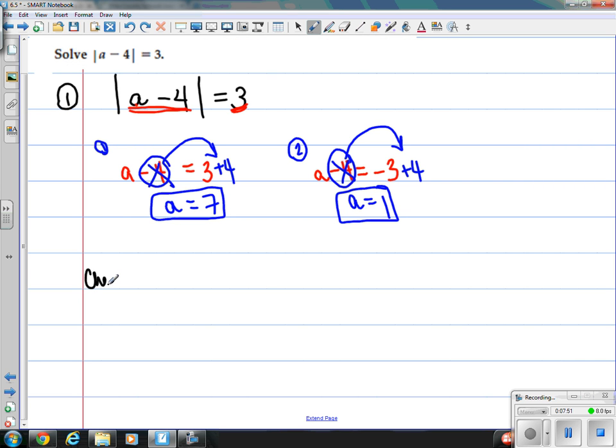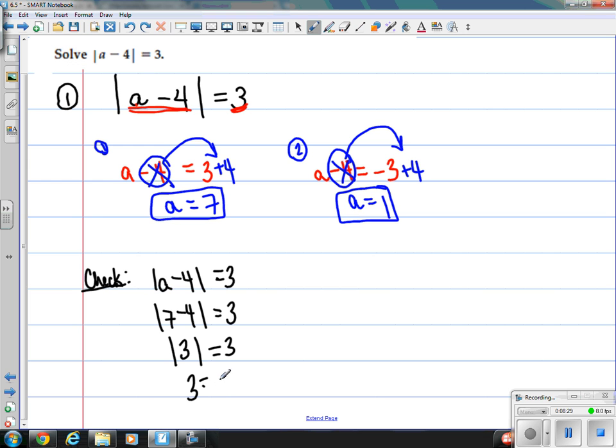So in our check, we're going to have to check both solutions to make sure that both cases work. So we always go back up to the original before we messed with it. The absolute value of a minus 4 equals 3. So now we're going to say a is 7. 7 minus 4 is 3. And the absolute value of 7 minus 4 is 3. So the absolute value of 3 is 3, and 3 equals 3, so we check.